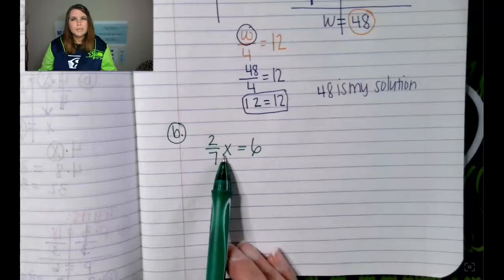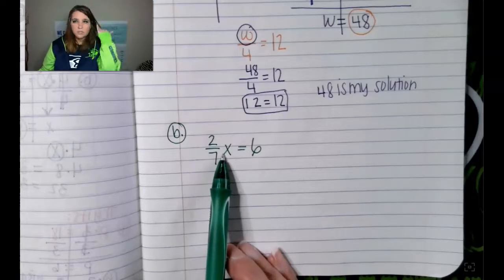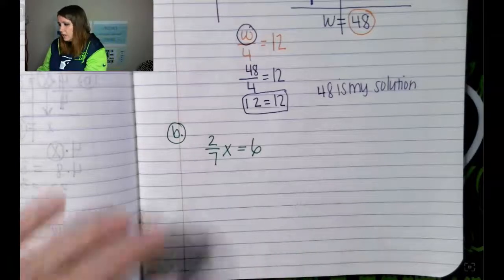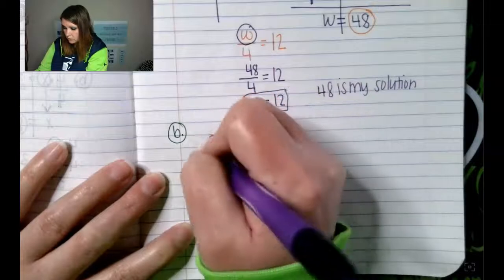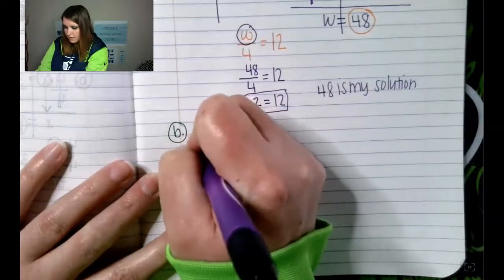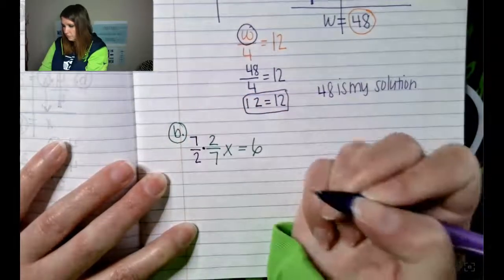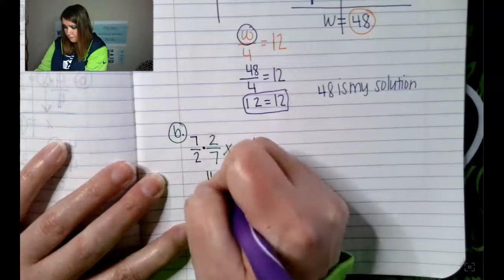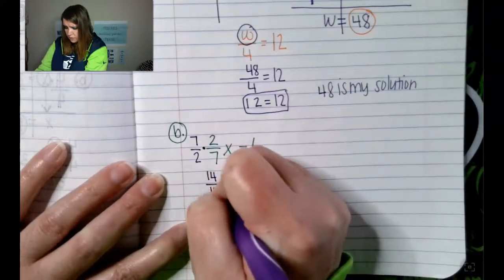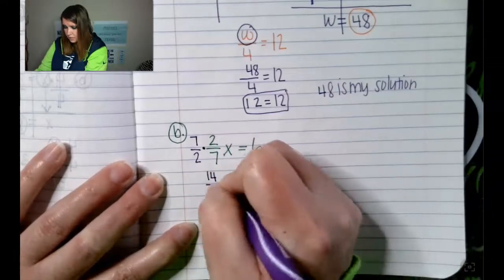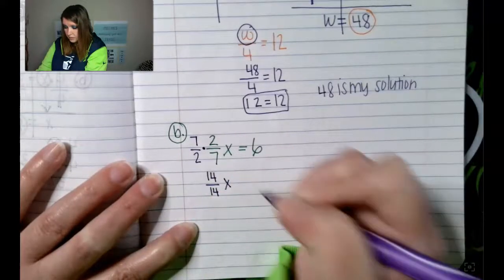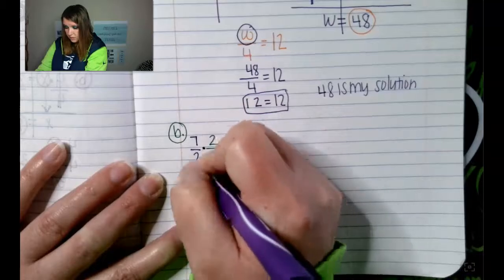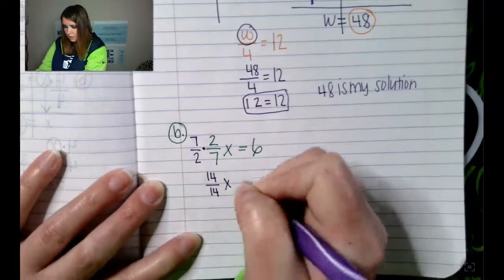So it's so weird, right? So we have to divide by a fraction, which is really multiplication. So we're going to use its reciprocal. So I'm going to multiply by 7 over 2. This gives me 14 over 14, which is 1 whole x. 7 times 2 is 14. 2 times 7 is 14.